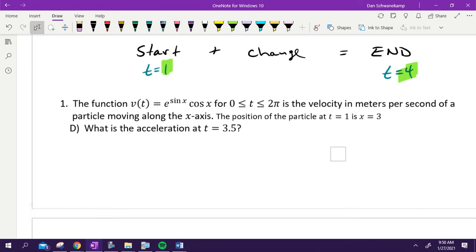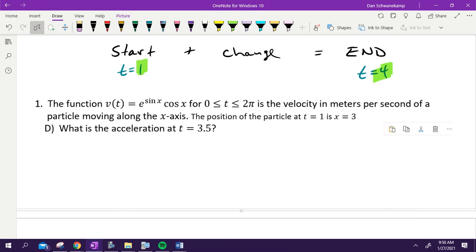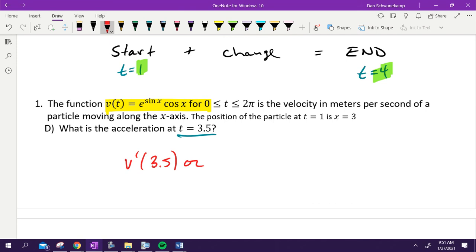Just looking at letter D. Okay, we don't even have to give you a second to think about this one. What is the acceleration at 3.5? I told you velocity. What would you do to find acceleration? Derivative. If it's a calculator question, do you actually need to find the derivative? No. All you would need to write on your paper is v prime at 3.5 or a of 3.5 equals blank. You type in your calculator, you hit math 8, you hit enter, that gets you an answer. Everybody good on that one?